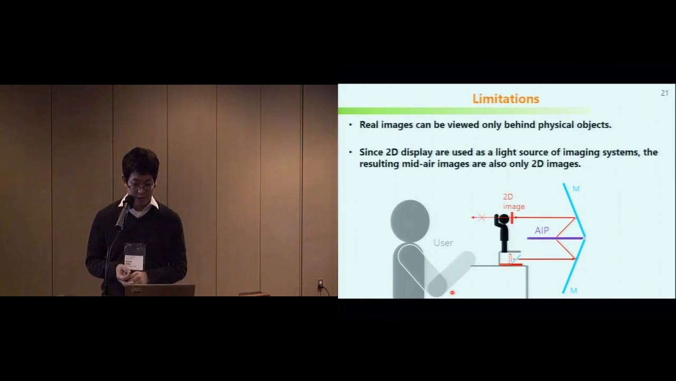The current design of SkyAnchor has several limitations. First, due to the principle of real imaging, real images can be seen only behind the physical object. This occlusion is a challenging problem. In addition, since 2D displays are used as a light source of imaging systems, the resulting mirror images are also 2D images.